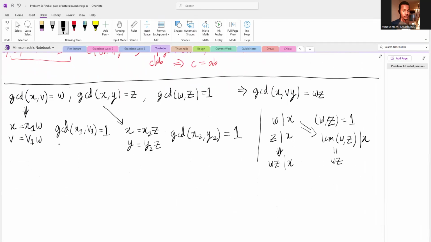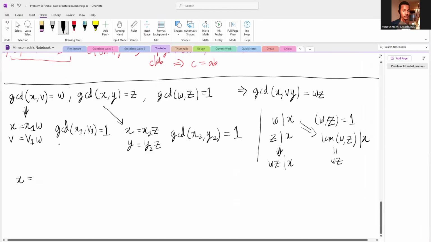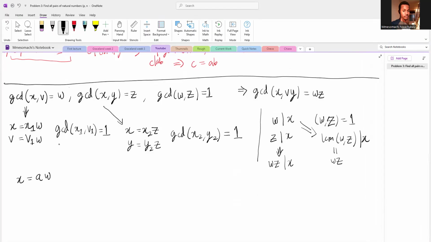It means indeed we can express X, let me just use a different alphabet, as AWZ for some A. And then I'll express V as V1 W and Y as Y2 Z. Okay. So now we want to find the GCD of X and VY.